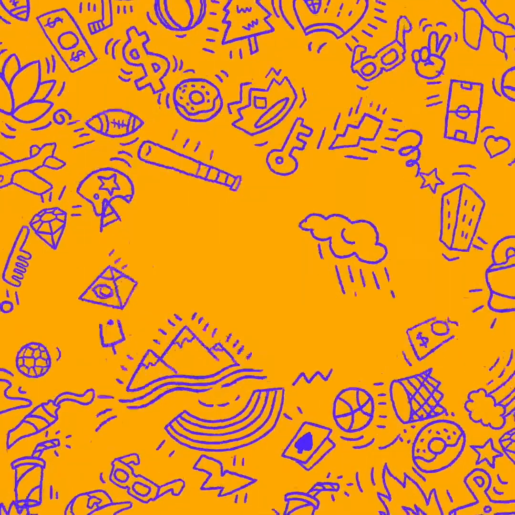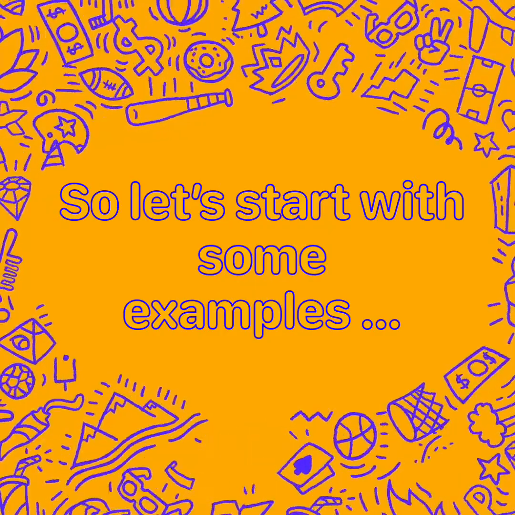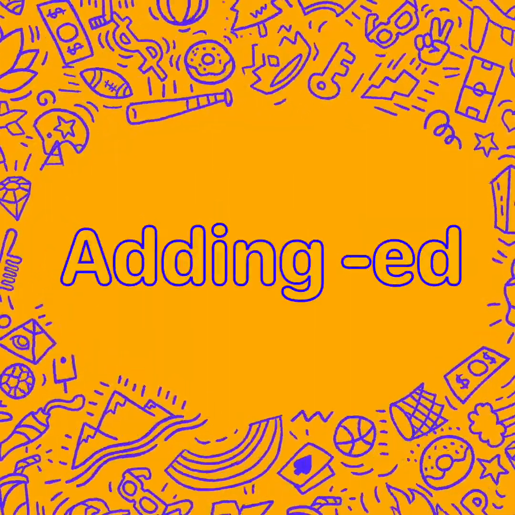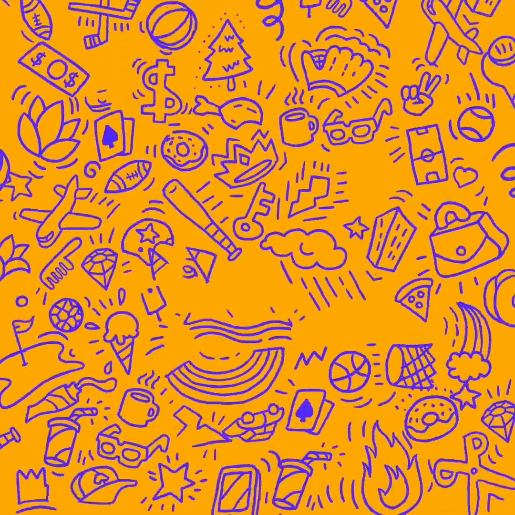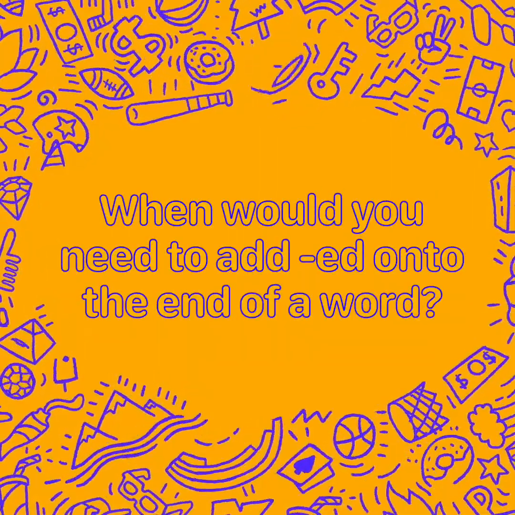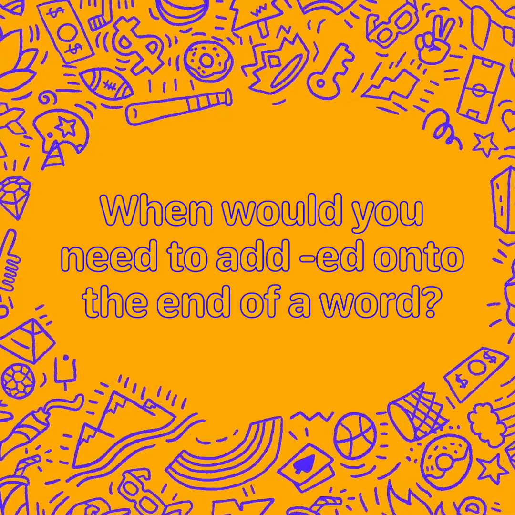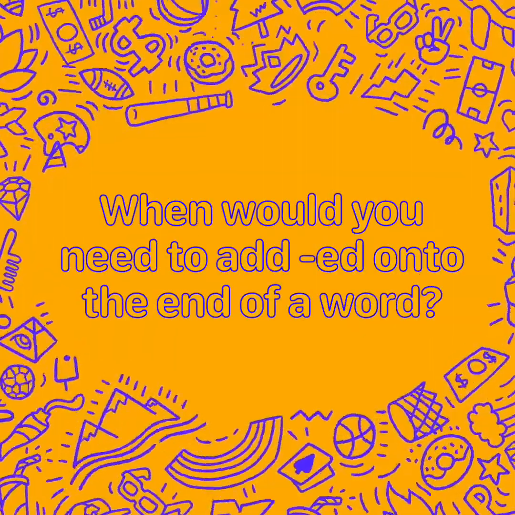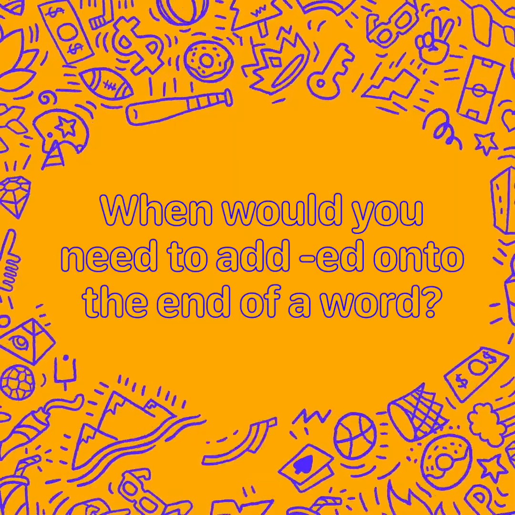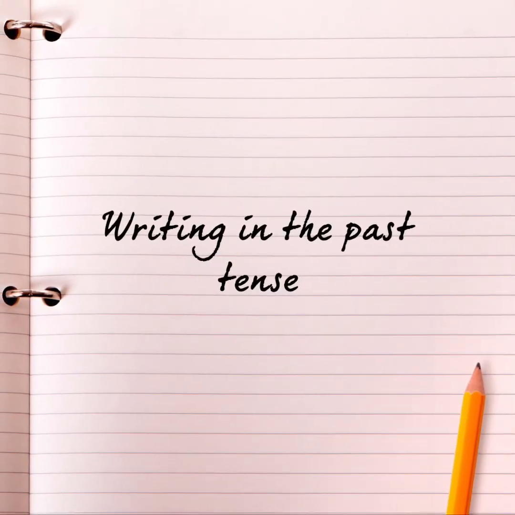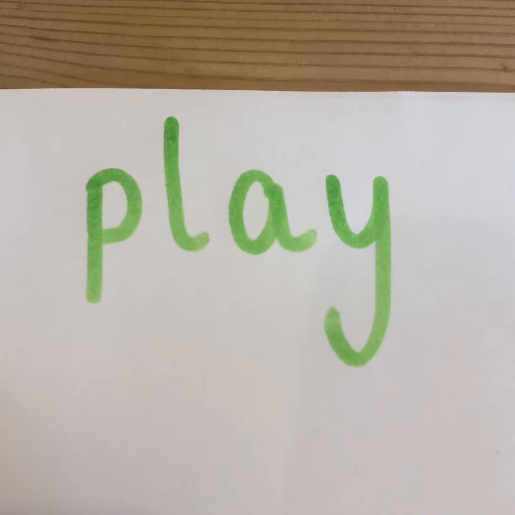So let's start with some examples, starting with adding the suffix ed. So have a little think, when would you need to add ed onto the end of a word? So writing in the past tense is when you would need to add the suffix ed onto your root word. So if we start with our first example, in the word play, to make this into the past tense, we'll need to add the suffix ed to make it into played.